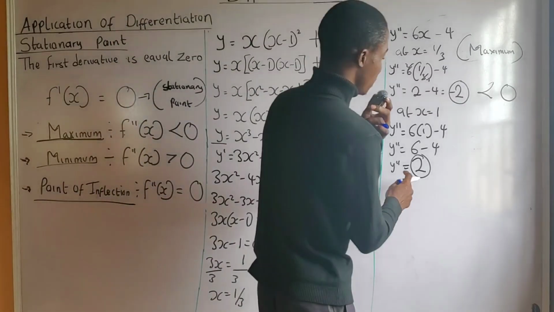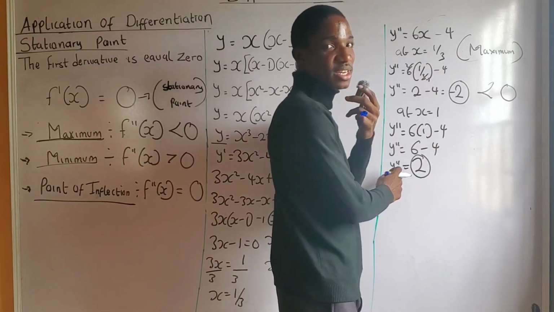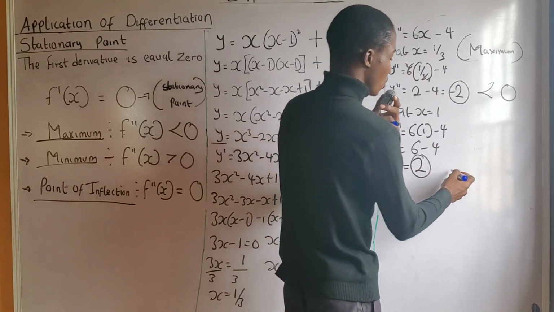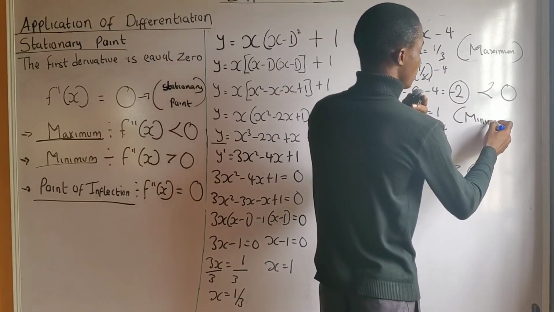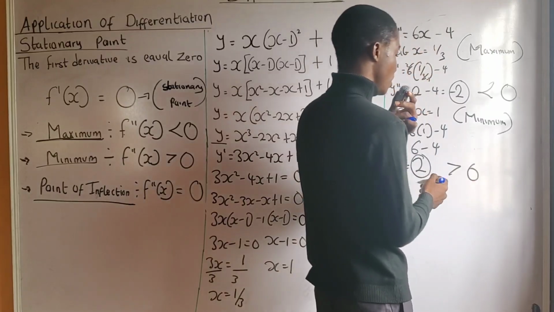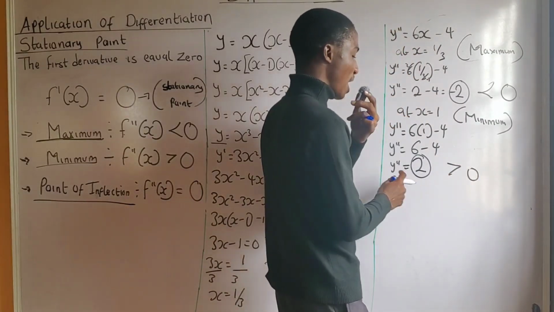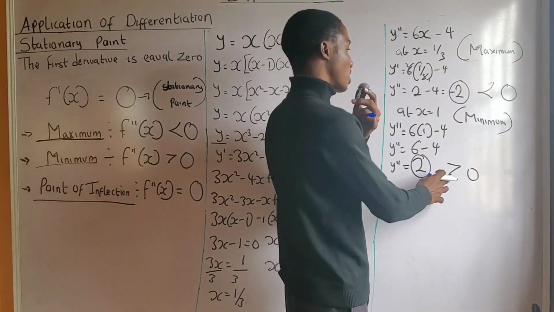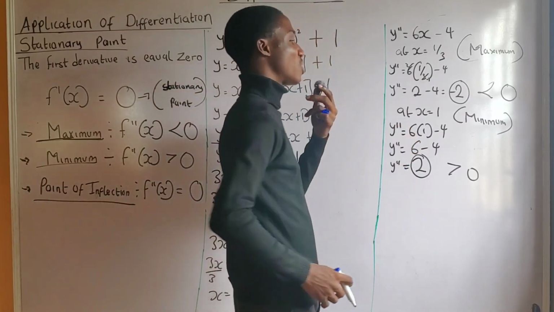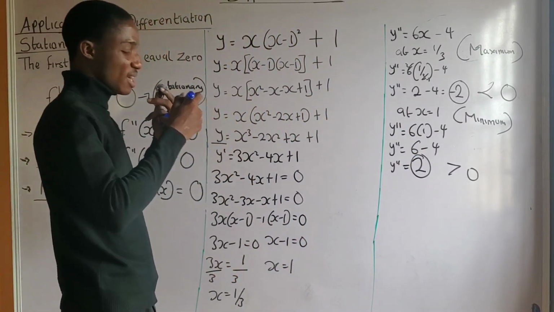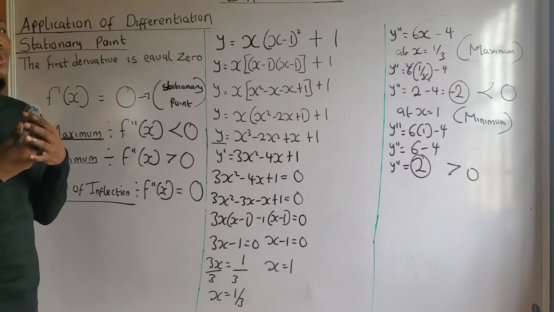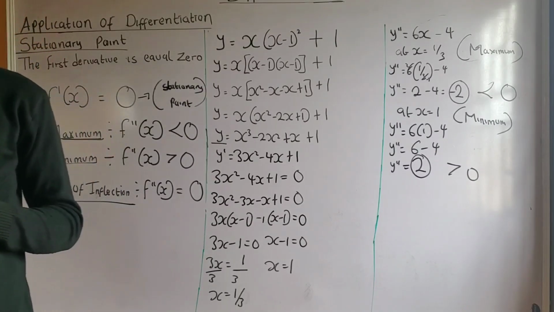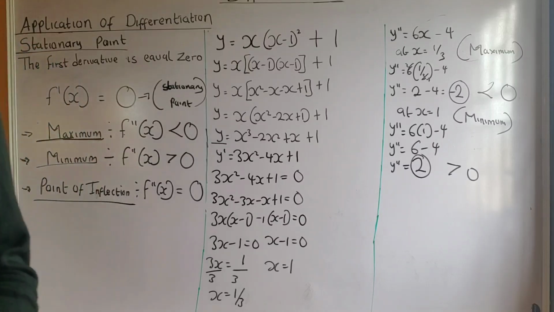Now, at x equals 1, we have the second derivative as 2, which is greater than 0. So this is a minimum because the second derivative is greater than 0. So at x equals 1, we have a minimum point, and at x equals 1 over 3, that is a maximum. So you can always find the stationary point of a function or a curve and determine the nature of the stationary point.